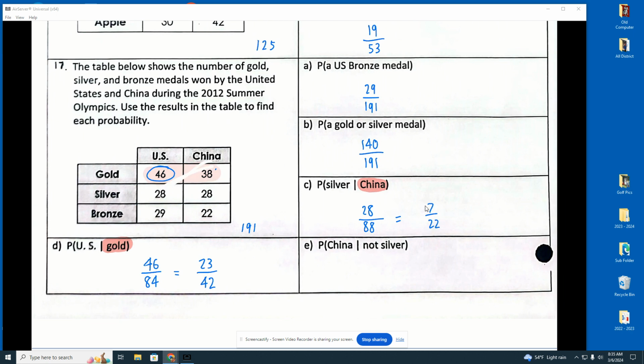And the last one, let me erase this. What am I zooming in on? Given that not silver. Not silver means all of these and all of those. So you can add all those up. 46 plus 38 plus 29 plus 22 is 135 people did not win silver. So from that group, from the highlighted ones, who's from China? Well, that's 38 plus 22 people. That's 60 people out of 135 total, which reduces down to 4/9.